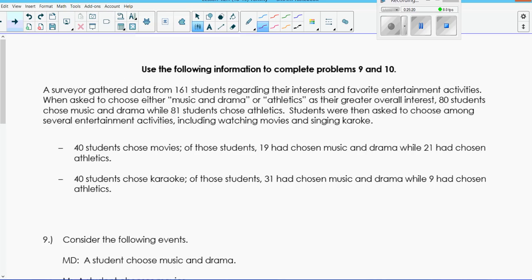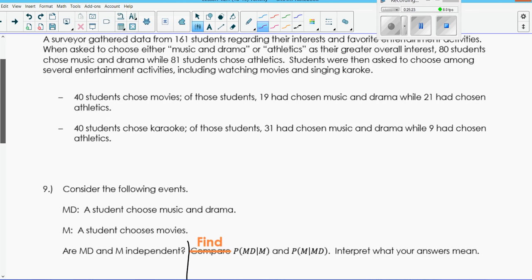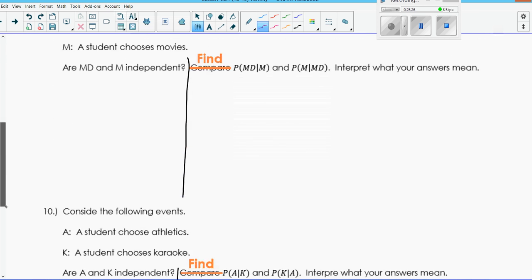And then the back looks pretty similar to the back of the notes. You have 2 of those.